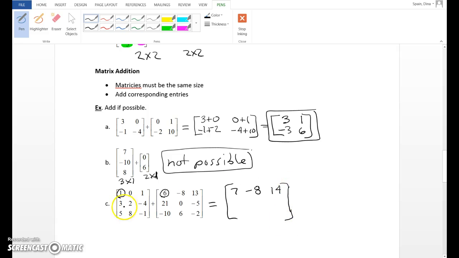Alright, let's do row 2. 3 plus 21, 24 there. 2 plus 0 is 2 in the middle. And a negative 4 and a negative 5 is a negative 9. Alright, down here, 5 plus negative 10 is negative 5, 8 plus 6 is 14. And the negative 1 and negative 2 should be a negative 3 there. If you add two 3 by 3s together, your answer will be a 3 by 3. It's got to be the same size.